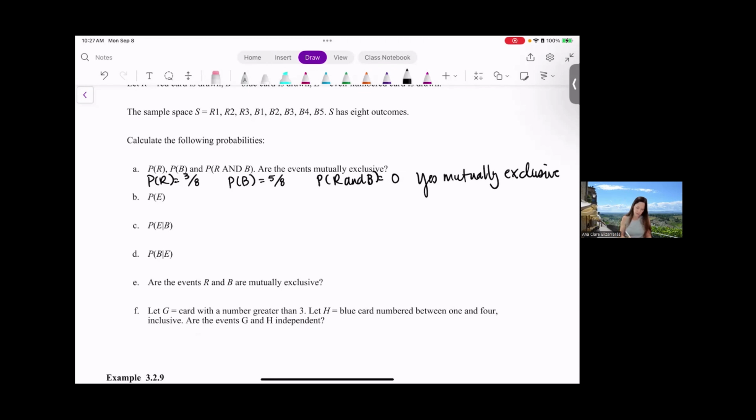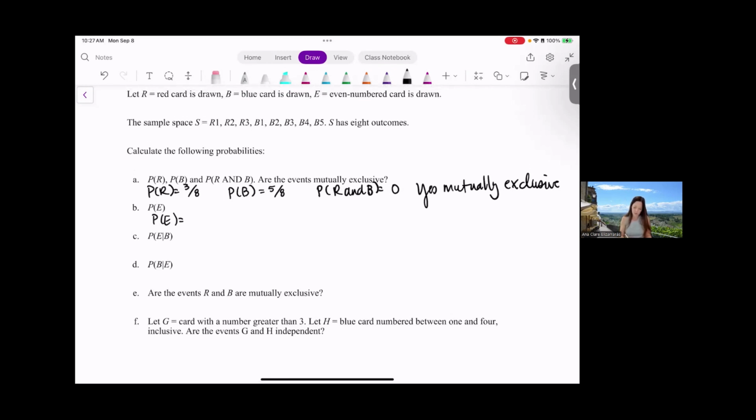The probability of E is for even numbered cards. Well, if you look at your sample space, 2 is even, 2 is even, and 4 is even. That's 3 out of the total 8. We calculate the probability of even given you're a B card, so given you're a blue card.